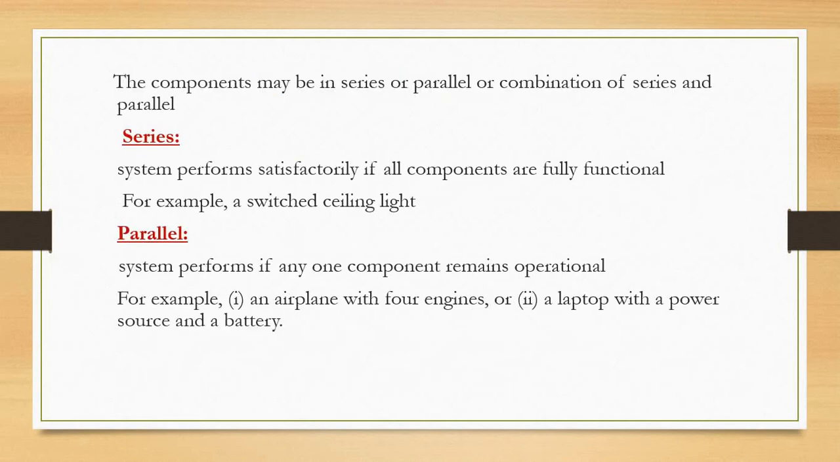The components may be in series or parallel or a combination of series and parallel. What is series? The system performs satisfactorily if all components are fully functional, for example, a switched ceiling light. A parallel system performs if any one component remains operational, for example, an airplane with 4 engines or a laptop with a power source and a battery.